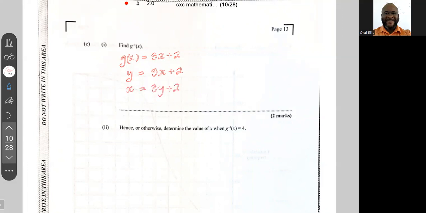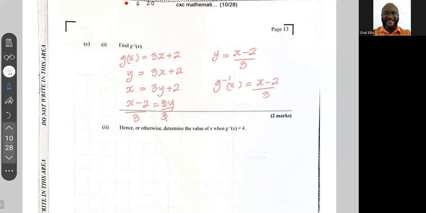Step 3 is to make y the subject again. When I'm finished, I must have y alone on one side. So I have x minus 2 is equal to 3y. If I divide both sides by 3, I'm going to get that y is equal to x minus 2 over 3. Step 4, take out y and say g inverse of x is equal to x minus 2 over 3.